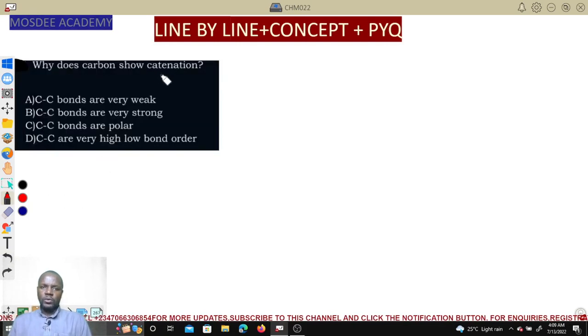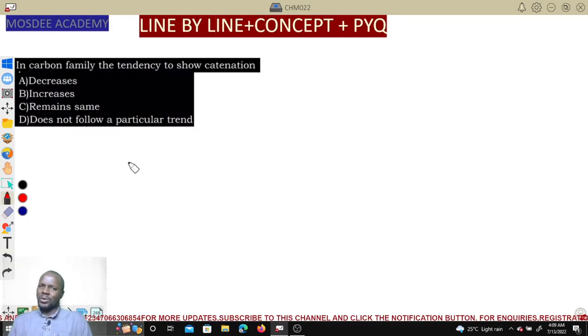Why does carbon show catenation? Because the carbon-carbon bonds are very strong. That is the answer as well. You can see the way you answer chemistry questions when you know it well. In the carbon family, the tendency to show catenation decreases, because of electronegativity.